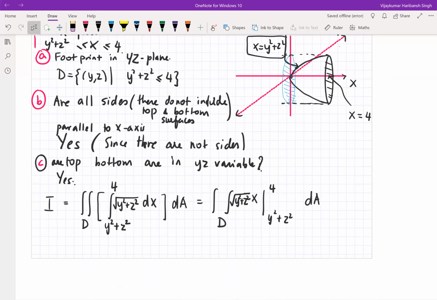So let's write that slightly neatly here. We have the integral over D. When you put upper limit minus lower limit, you get square root of y squared plus z squared times 4, minus y squared plus z squared to the power, times the square root of that, that will be power 3 by 2, dA.